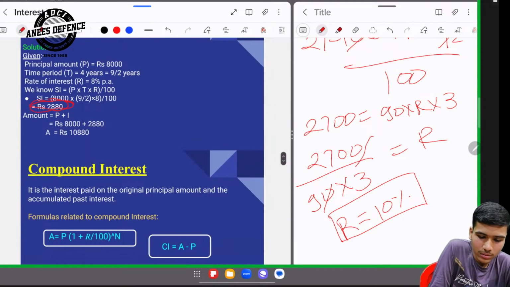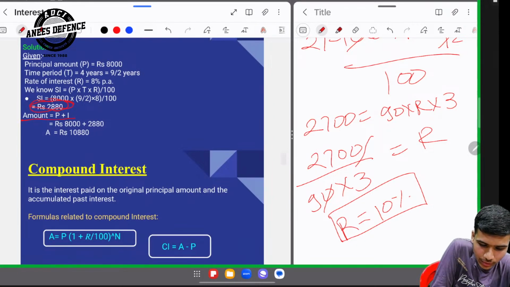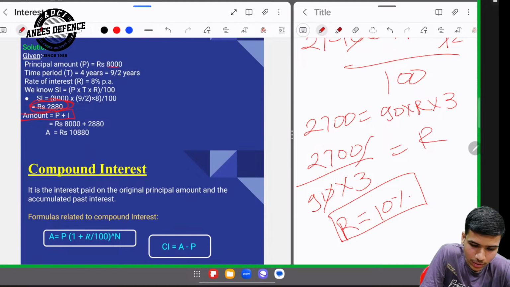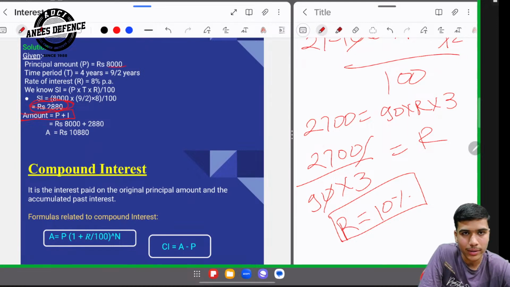And there is a small formula for amount, that is amount is equal to principal plus interest. Here the principal is 8,000 and the interest we calculated is 2,880. After adding principal and interest, we will get the amount.